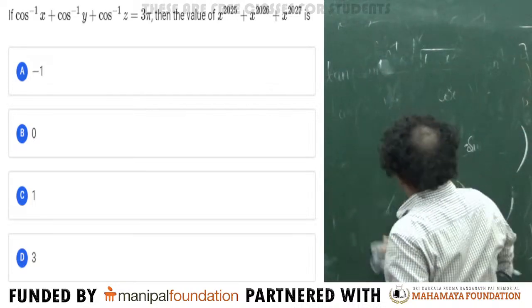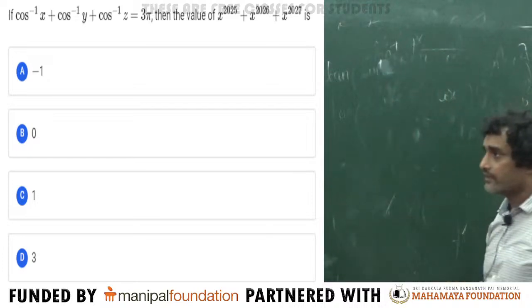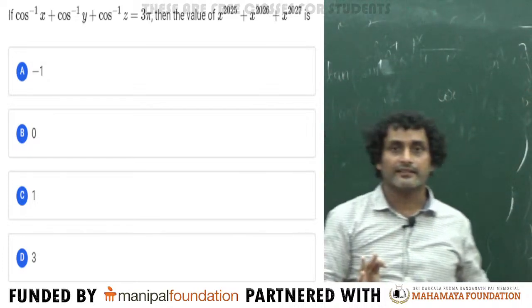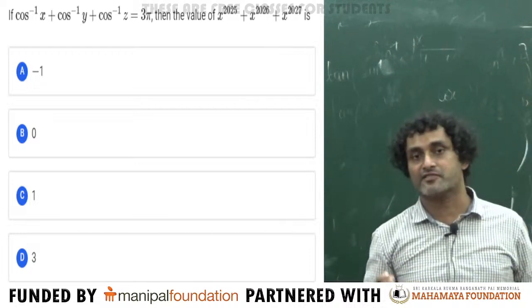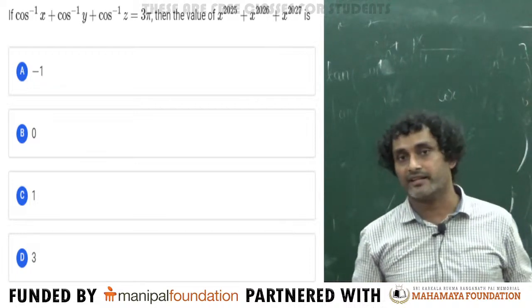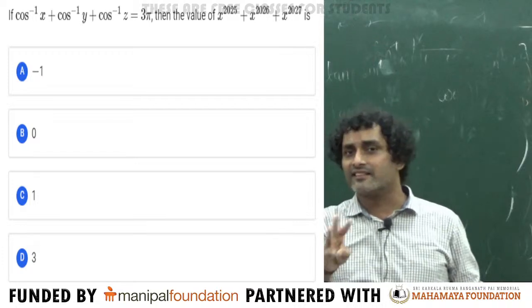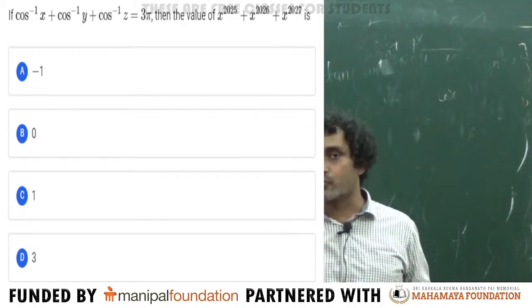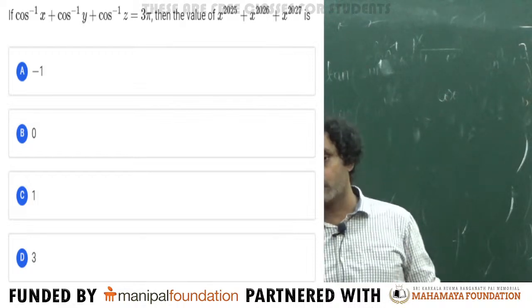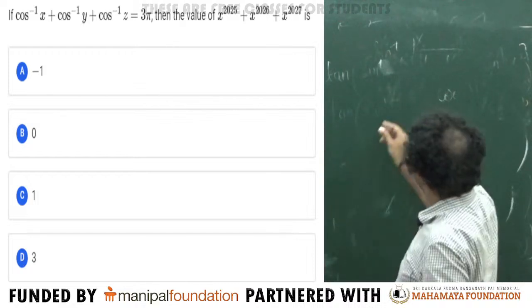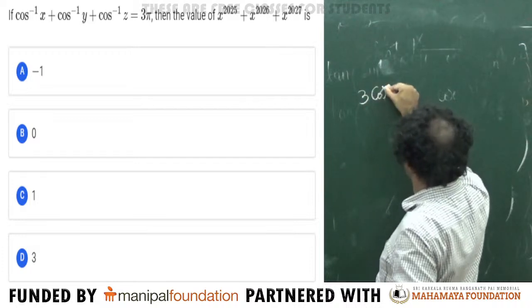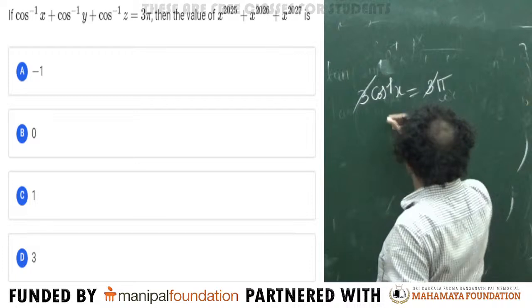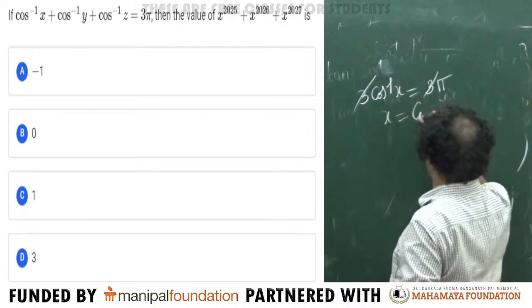Whenever you have 3 terms and the total angle is 3 pi, correct? You have cos inverse x, cos inverse y, cos inverse z as 3 pi. The shortcut is, there are 3 terms and 3 pi, correct? So what we'll assume is cos inverse x equal to cos inverse y equal to cos inverse z, fine. So do you get 3 cos inverse x is equal to 3 pi? So is x nothing but cos pi?